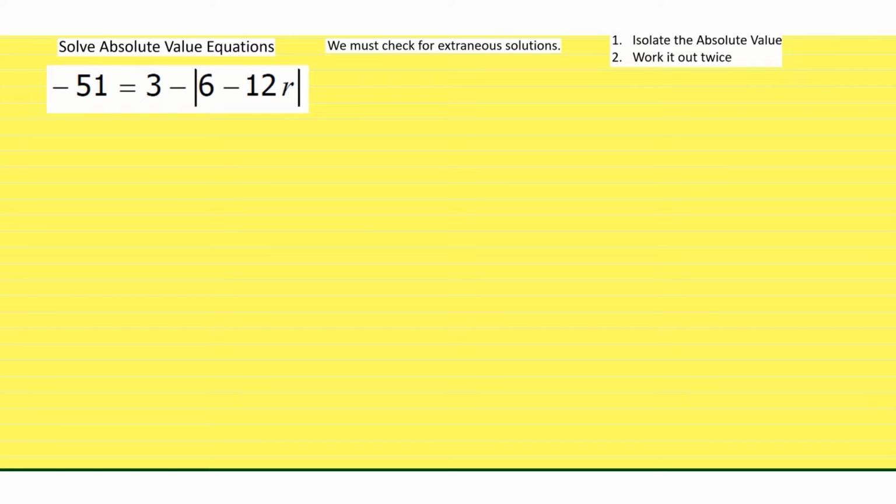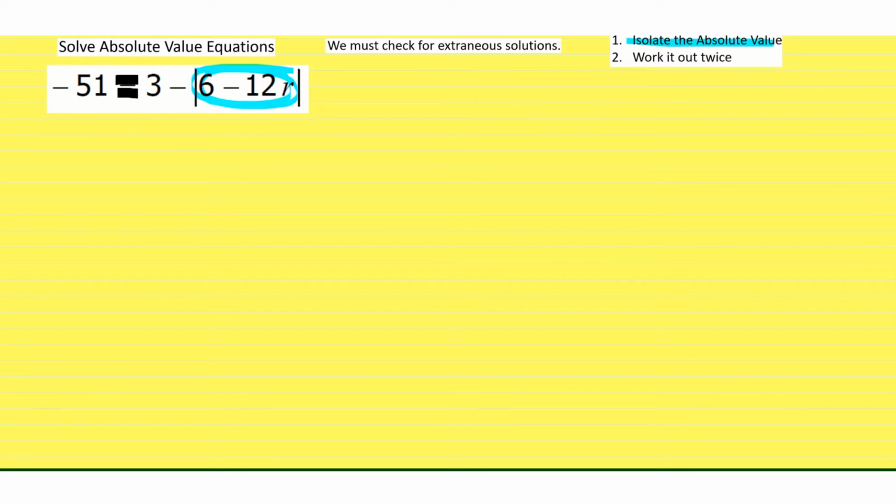Our equation says negative 51 is equal to 3 minus the absolute value of 6 minus 12r. So our first rule says that we are going to isolate the absolute value. So that is this part right here. We're going to isolate this and get it all by itself on one side of the equal sign. There is the equal sign. And then after we do that, that will set us up to do part number 2.